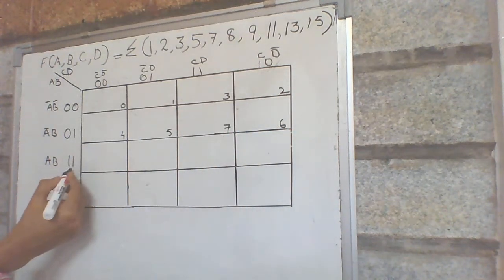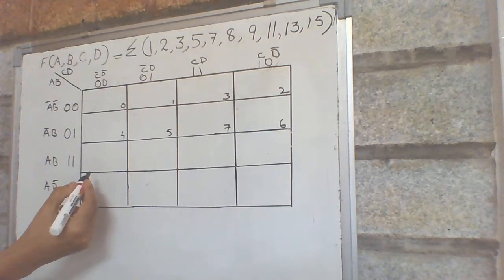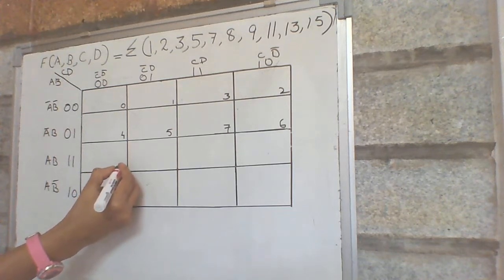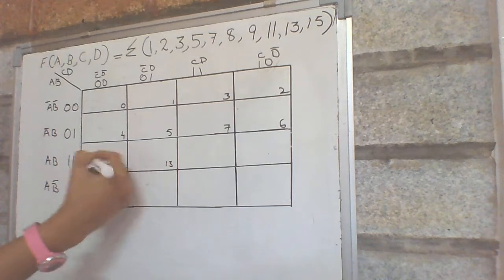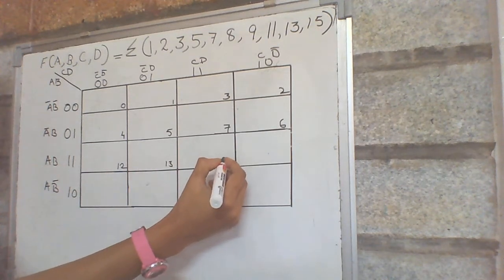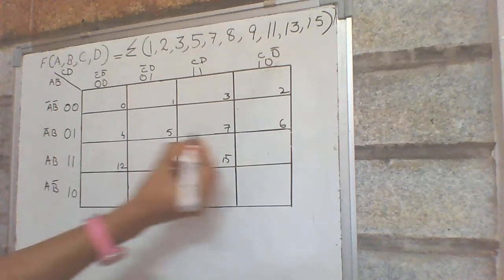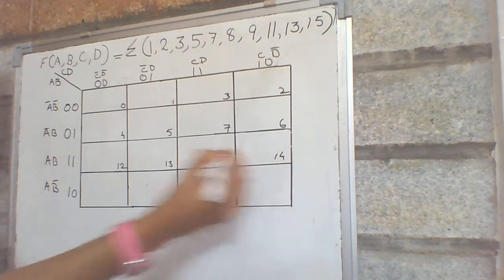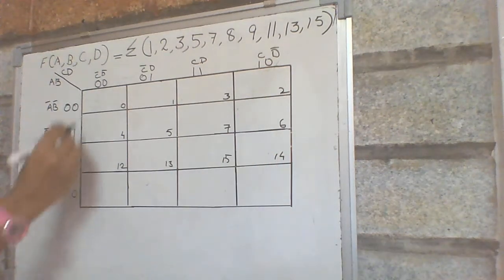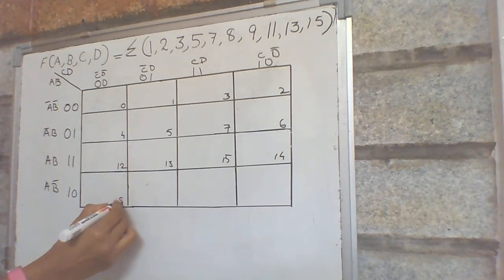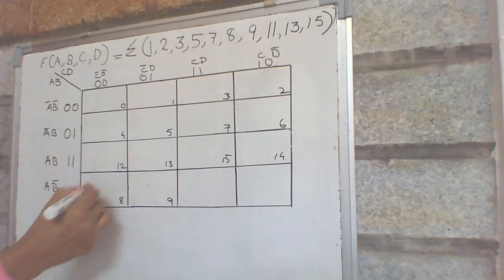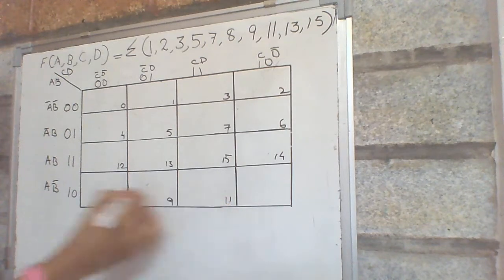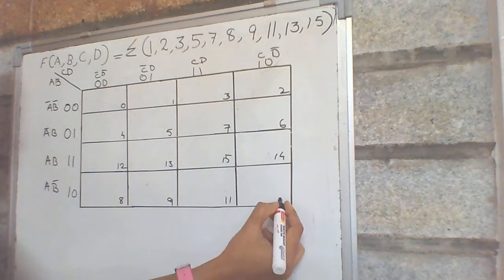Next, 1, 1, 0, 0 is 12. 1, 1, 0, 1 is 13. 1, 1, 1, 1 is 15. 1, 1, 1, 0 is 14. Next, 1, 0, 0, 0 is 8. 1, 0, 0, 1 is 9. 1, 0, 1, 1 is 11. 1, 0, 1, 0 is 10.